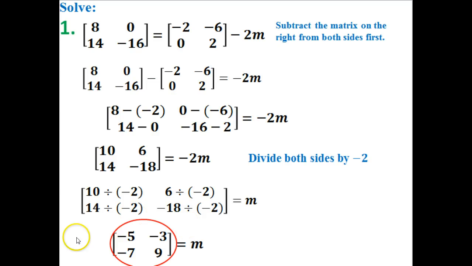I've reduced it all the way. I find out what m equals. M is equal to this matrix exactly in that order. But I solve it just similar to how I would a normal equation. From here I have to subtract that from both sides. Then I divide by negative 2 to get my simplified answer.